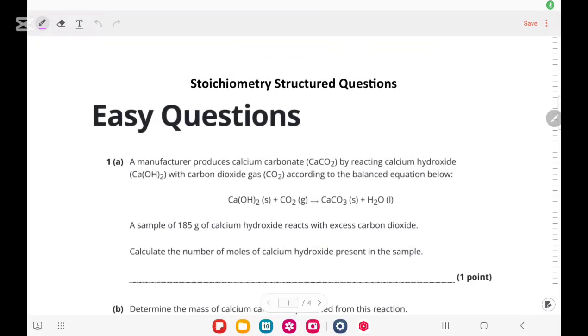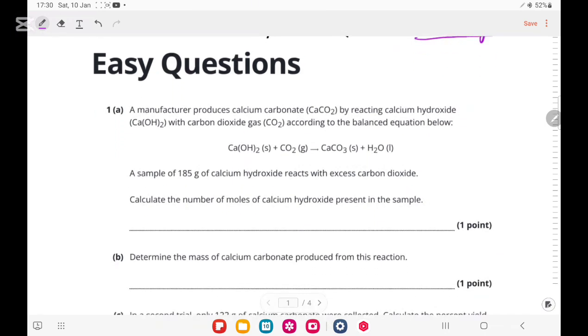In this video, we are going to do the structured questions related to stoichiometry, and we are doing questions for AP chemistry. They say a manufacturer produces calcium carbonate, which is CaCO3, by reacting calcium hydroxide with carbon dioxide, and they are saying a sample of 185 gram of calcium hydroxide reacts with excess carbon dioxide.